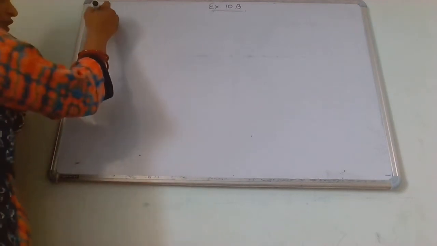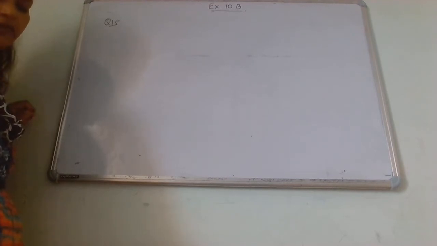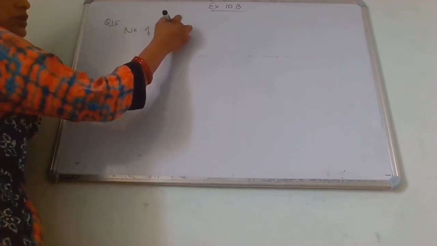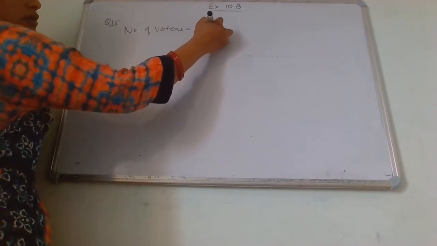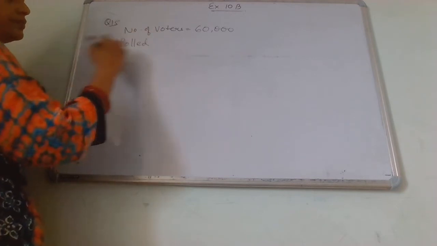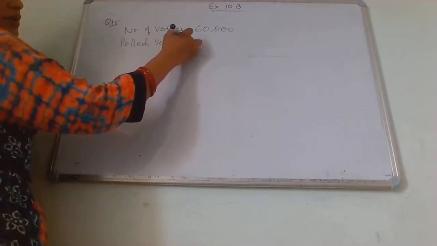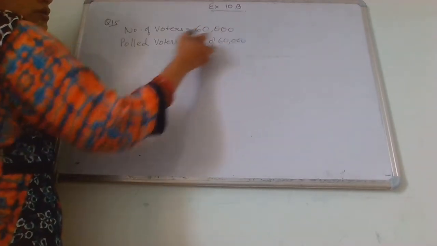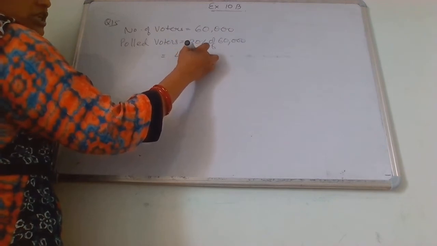Now question number 15. Question number 15 says, in an election, there were two candidates A and B. The total number of voters in the constituency was 60,000 and 80% of the total voters were polled. So the number of polled voters is 80% of 60,000. So here we will have 48,000.